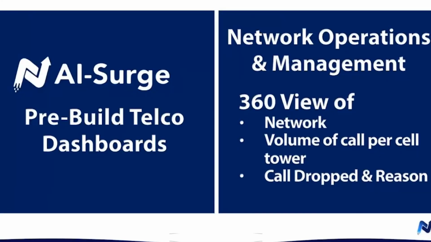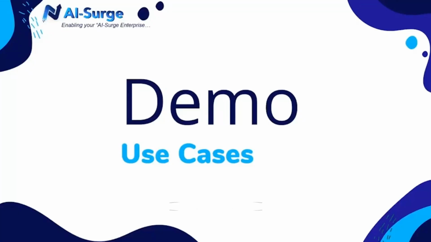AI Search's pre-built Telco dashboard allows you to see a 360 view of your network, volume of calls per cell tower, call drops and reasons. It allows you to answer many questions, likewise which volume of the calls is mostly being handled, inward or outward calls. How many calls were dropped and why were those calls dropped? Which cell tower is handling the most volume of the calls? And many, many more questions that can be easily answered on these intuitive dashboards. So having spoken about that at length, let's go ahead and demonstrate the entire end-to-end capability of building your telco dashboard from ingestion to determination.